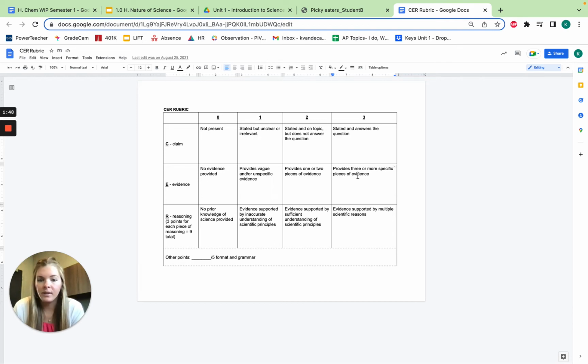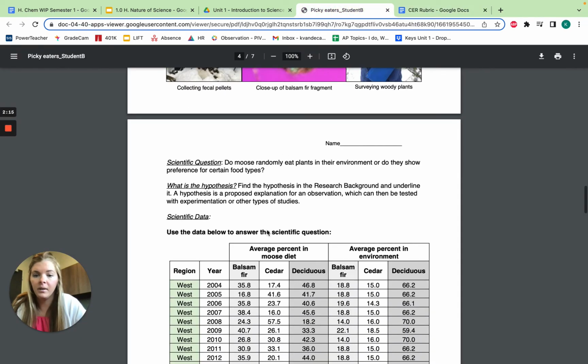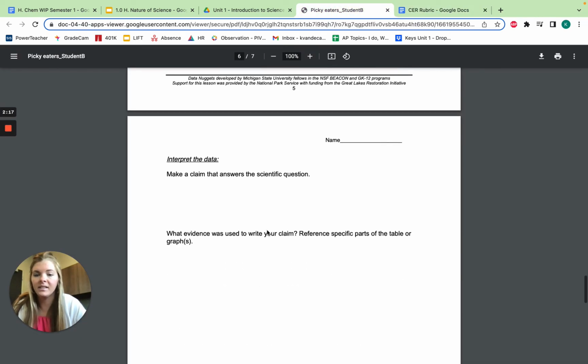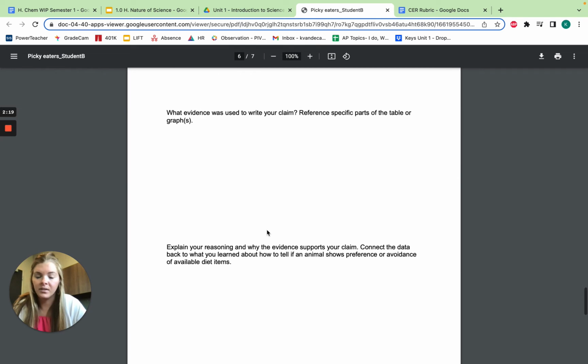You then will have reasoning, and you'll have 3 separate pieces of reasoning, and each reasoning will be 3 points each, giving reasoning a total of 9. So 9 points is going to be your total for reasoning, which is the largest part of the rubric. Make sure that your reasoning is supporting your evidence as to why it supports your claim. And I know this shouldn't be new to you guys, so just try your best here. But what you're going to do is on here, you're going to identify your claim, get your 3 pieces of evidence, and then also give your 3 pieces of reasoning.